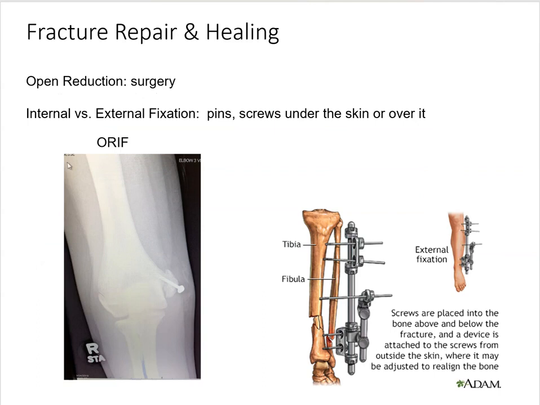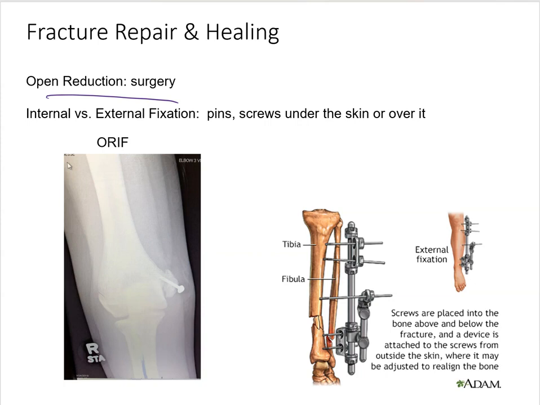Now, sometimes we need a little extra help with these healings, so you have to do a reduction. And a reduction is when you manually put the bones back together again. A closed reduction is when you manually just do it, just pushing on the bones, not having to open the patient up. An open reduction is when there's a surgical procedure, so there's a surgery that's going to happen.